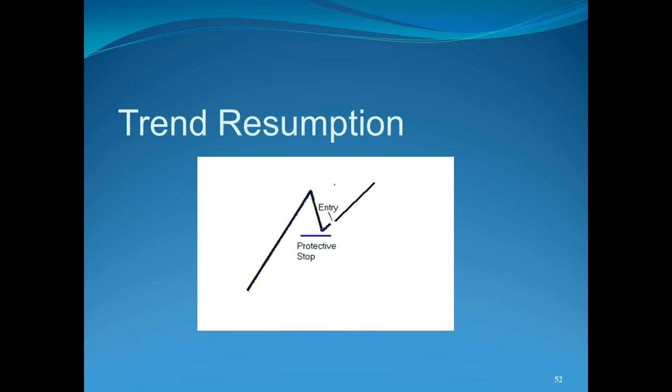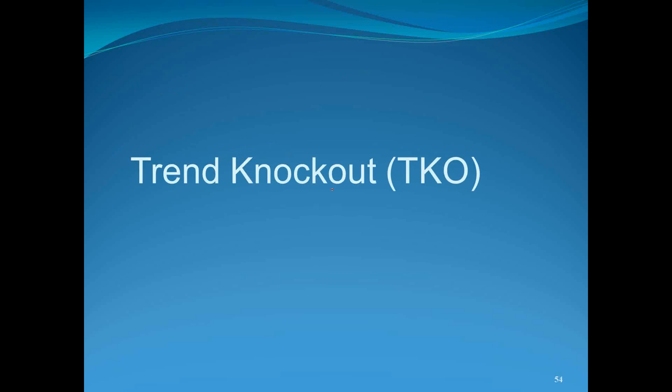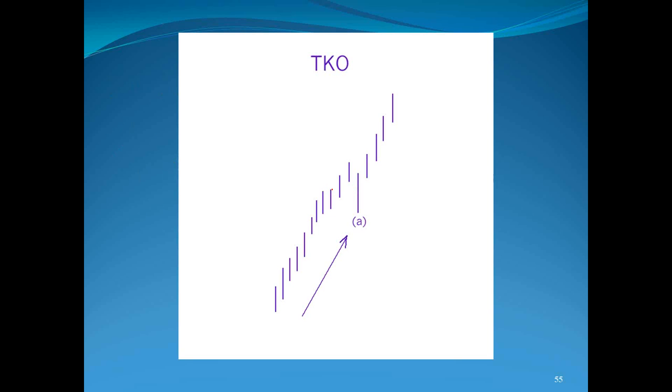Let's talk about trend resumption real quick. Now, two of my favorite patterns other than generic pullbacks are TKOs and persistent pullbacks when it comes to trading trends. So TKO, you're looking for this big arrow on the chart. You're looking for this to be much higher than this, okay?